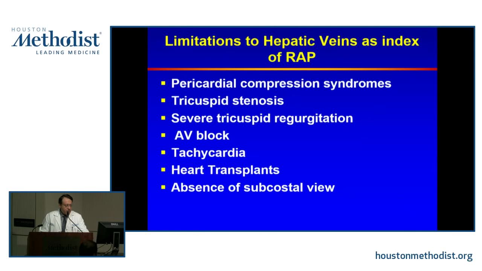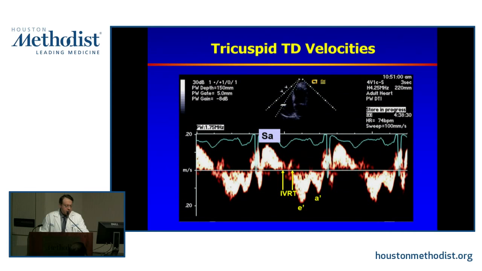Limitations of hepatic veins are in patients with pericardial compression syndromes, tricuspid stenosis, severe TR, arrhythmias, heart transplant recipients sometimes, and absence of subcostal views. Similar to the mitral E to E prime, there is also a tricuspid E to E prime, and you can also measure the time between the end of systolic ejection and the beginning of the E prime. This time interval is referred to as isovolumic relaxation time, and the shorter that time interval, the higher the mean right atrial pressure.